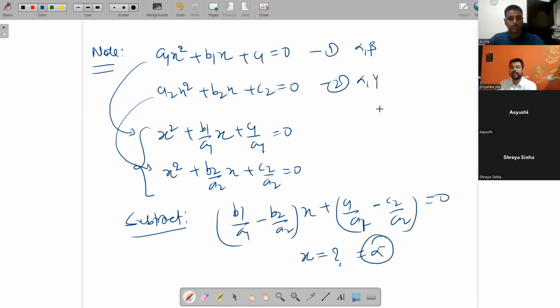And now, how will you find the other root? For this, if you use the sum of the roots or product of the roots, in any one of them, if you put alpha, you will get beta. Same thing you have to do here, right? So this is the way to find the common root by making the coefficient of x square same and then subtracting. You will get the value of x, that is your common root. This is important.